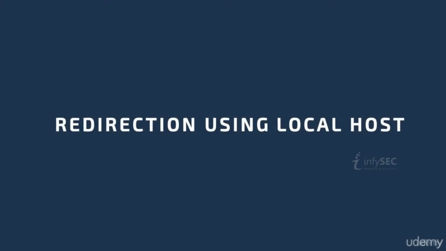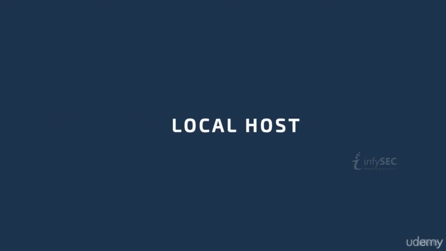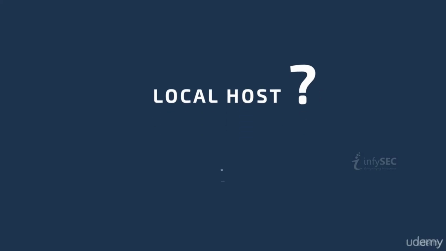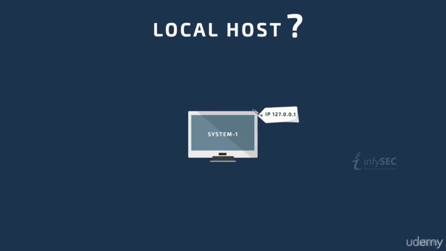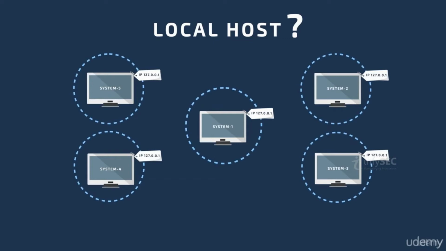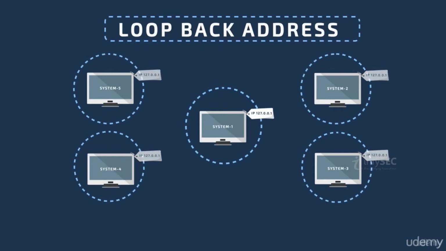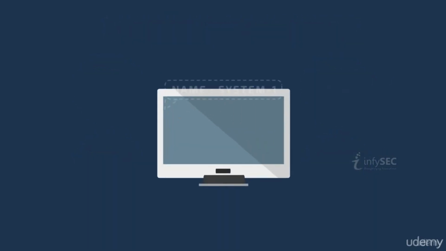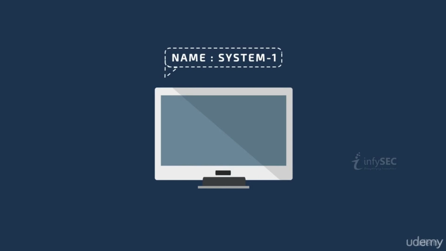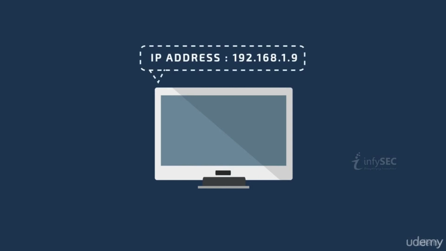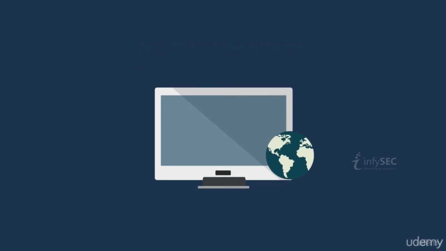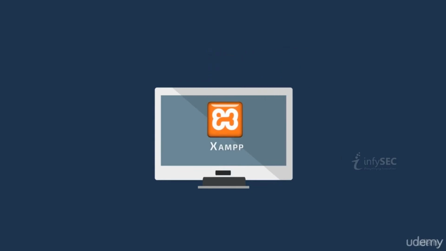The first method is redirection using localhost. Before stepping further, one must know what localhost is. Localhost refers to the default name of the computer, that is 127.0.0.1, which is also called the local host or loopback address. Each system has a distinct system name, say System 1, and a unique IP address, say for instance 192.168.1.9. To make a system act as a server, one needs to install XAMPP.